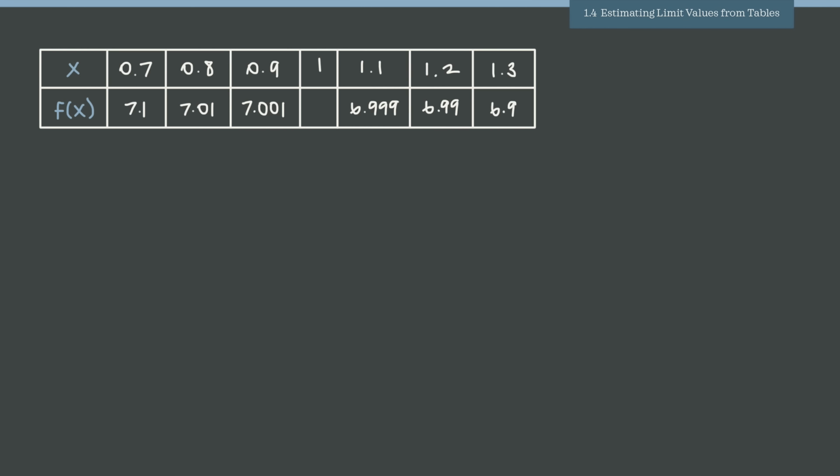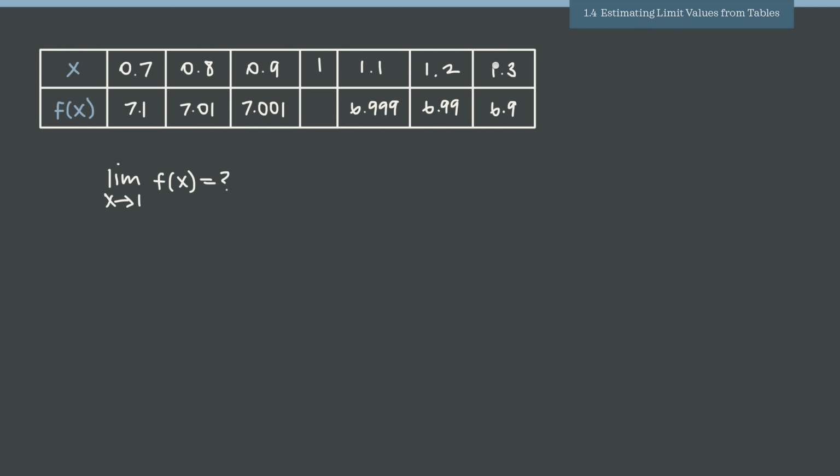The only takeaway we need to get from 1.4 is that we can estimate limits using tables. So for instance, if we're given a table like this, and the question we're asked is find the limit or estimate the limit as x approaches 1 of the function f of x. So this is our question here. All we need to do is look at the table and recognize that we've been given a set of values here for x: 0.7, 0.8, 0.9, 1, and then 1.1, 1.2, 1.3. So we're increasing here by 0.1 each time. And then we have the associated values of f of x, what the function is doing at each of these values of x.